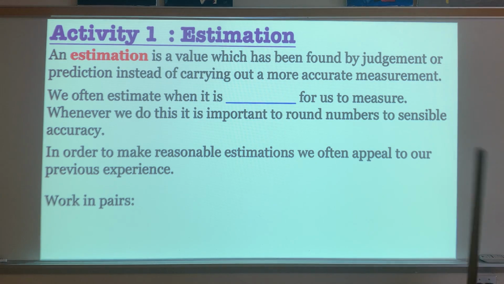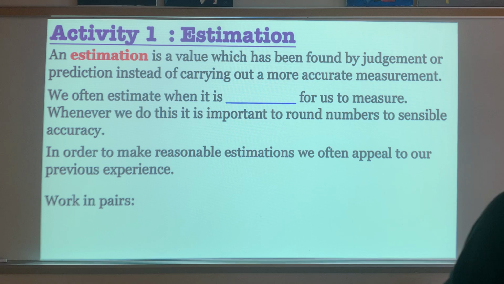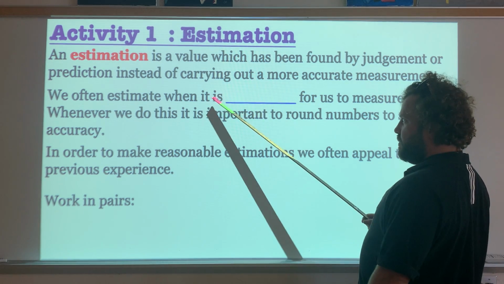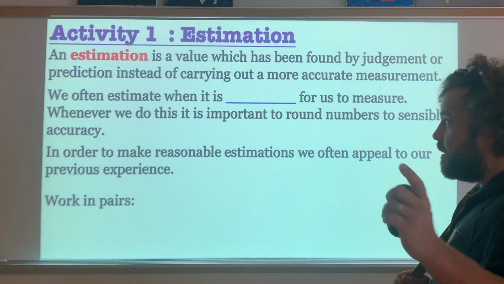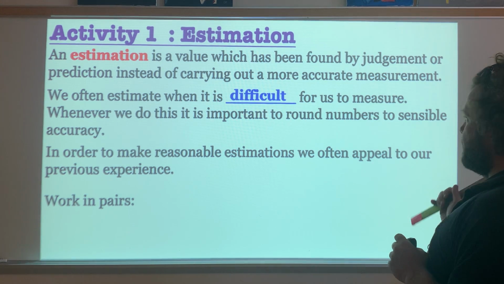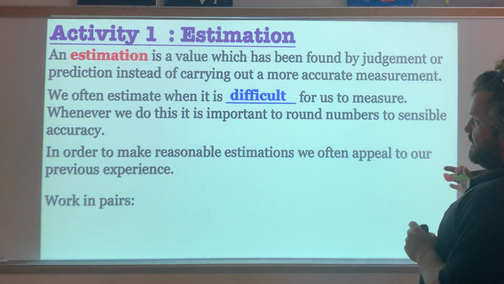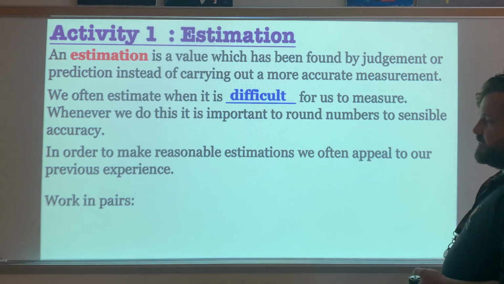All right, activity 1. Oh, we're done with our lesson. Now, an estimation is a value that has been found by judgment or prediction instead of carrying out more accurate measurement. We often estimate when it is difficult for us to measure. Whenever we do this, it's important to round the numbers to a sensible accuracy. In order to make reasonable estimations, we often appeal to our previous experience.